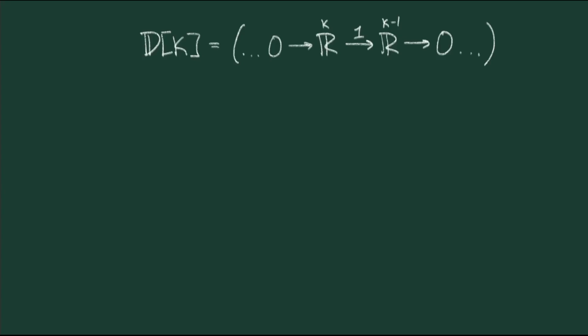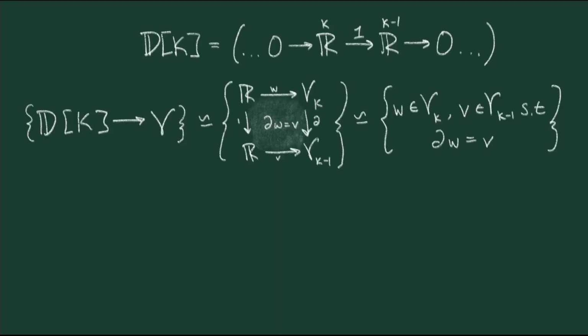As before, let's try to unravel the data of a map out of D bracket K into a general chain complex V. It's not hard to see that such a map coincides with the data of a vector W of degree K and a vector V of degree K minus 1. These two pieces of data must fit together continuously. In this instance, this means that you can compute V by applying the boundary of W. Note that in particular, there's really only one piece of data, as W determines V. Diagrammatically, the continuity condition also means that the following square must, quote, commute.